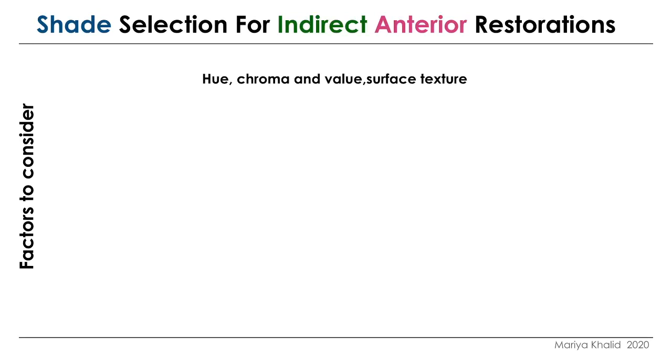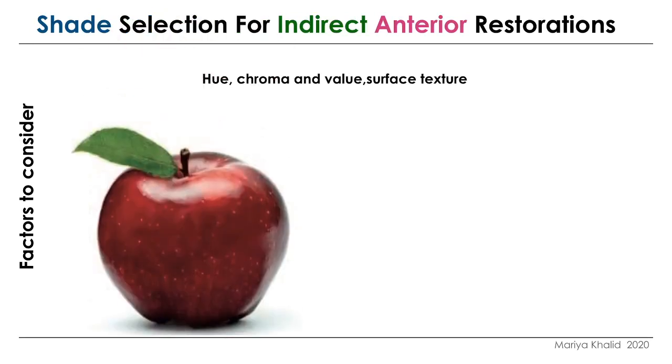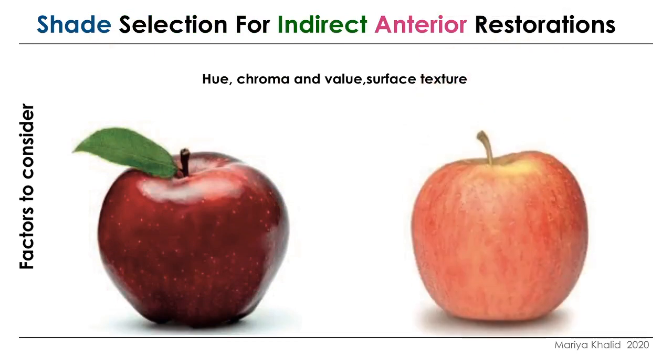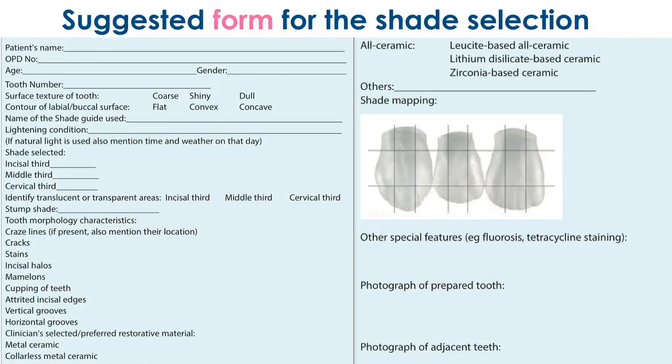Okay. What if you have to make an artificial apple simulating this shiny smooth apple? It's not only hue, chroma, and value that should be matched, but also the surface texture. It should match to get a copied match too. Okay, so this is a suggested form for the shade selection.